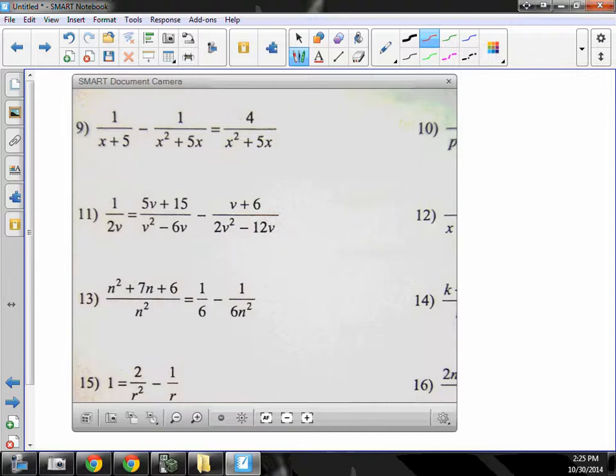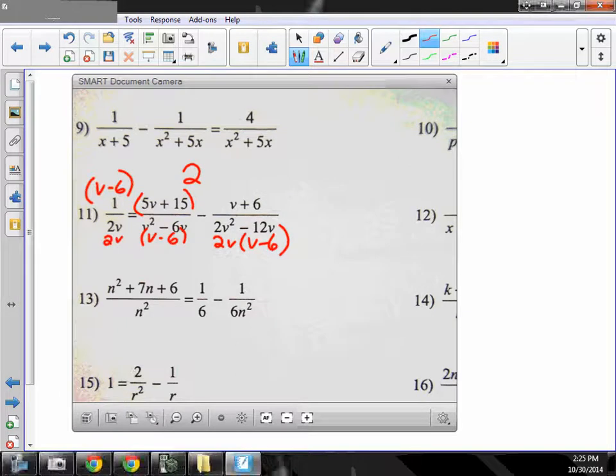So if I factor all of the denominators, this one's a 2v, this is a v minus 6, and this is a 2v times v minus 6. So now I need a common denominator. What would that be? 2 times v minus 6. So what does this first fraction need? A v minus 6. What does the second fraction need? 2, so I'm going to double these. What does the last fraction need?